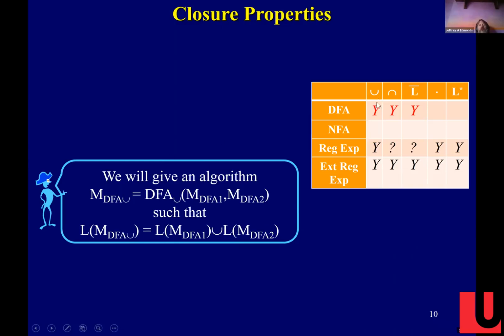All right. So now let's prove these things. These ones are easy to prove. We're going to show that given a DFA that solves one language and a DFA that solves another language, we're going to come up with a DFA that solves their union.